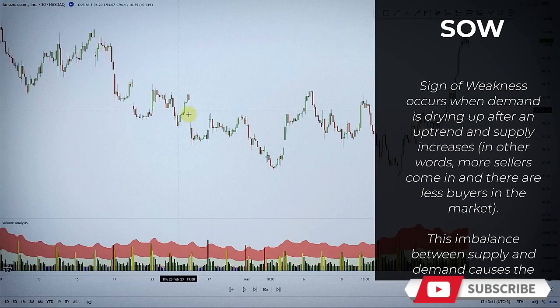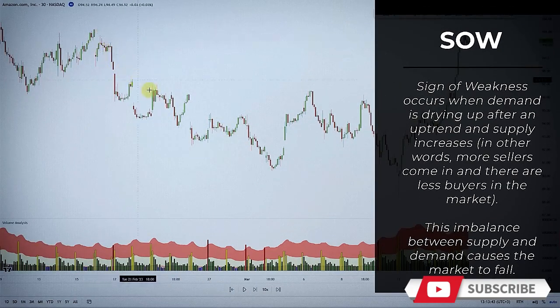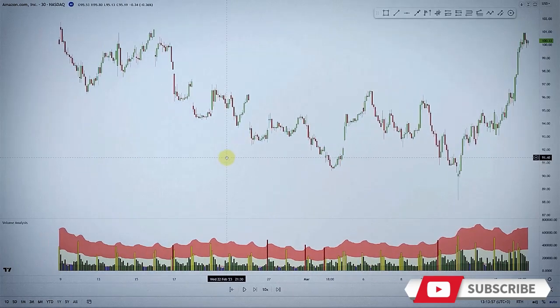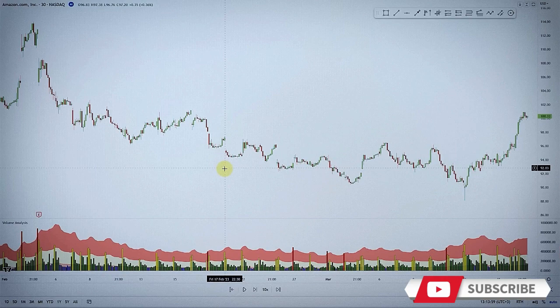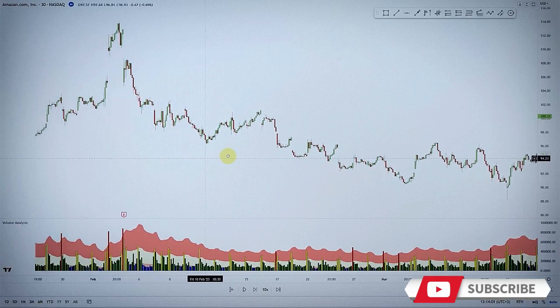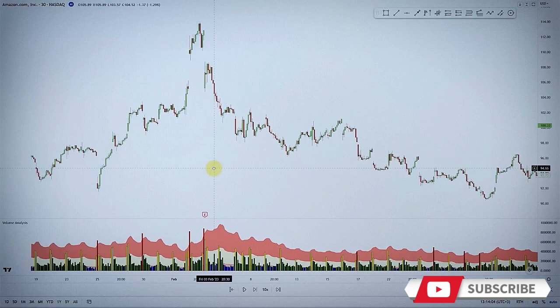Sign of weakness occurs when demand is drying up after an uptrend and supply increases. In other words, more sellers come in and there are less buyers in the market. This imbalance between supply and demand causes the market to fall. When I'm day trading, I'm looking for different signals of sign of strength or sign of weakness.